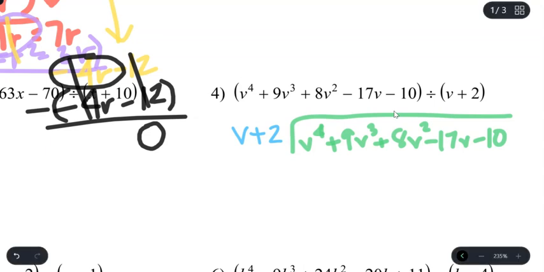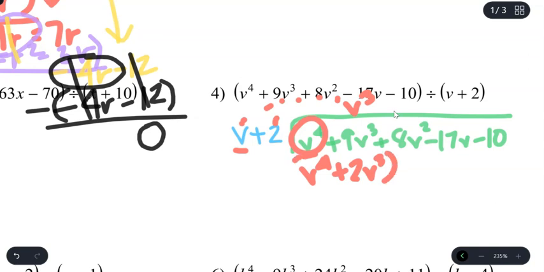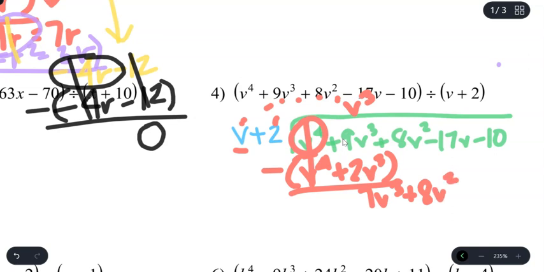So let's do our first check. I need to get this to look like v to the 4th. How do I do that? I multiply it by v cubed. So v cubed times v is v to the 4th, which is what I want. And v cubed times 2 is 2v cubed. They're all positive. And remember, you're subtracting the entire thing. So v to the 4th minus v to the 4th goes away, which is what we want. And then 9v cubed minus 2v cubed is 7v cubed. Then I'm going to bring down 8v squared.